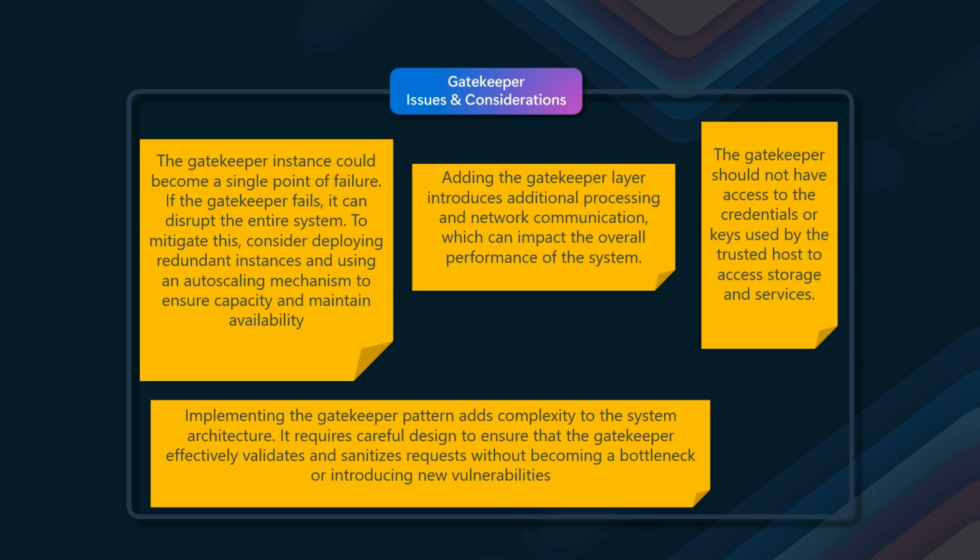Single point of failure. The gatekeeper instance could become a single point of failure. If the gatekeeper fails, it can disrupt the entire system. To mitigate this, consider deploying redundant instances and using an auto-scaling mechanism to ensure capacity and maintain availability.